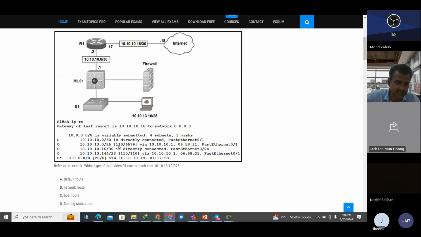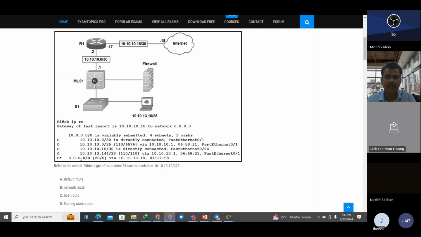So basically, if you understand this, the question is, am I using a default route? Am I using a network route? Am I using a host route or a floating static route? In this case, it's actually a network route, because OSPF is a network protocol. OSPF, RIP, EIGRP, all that if you have learned, that is called a network route. The default route is the one at the bottom, because that's a default 0.0.0.0. When you see 0.0.0.0, that's a default route.